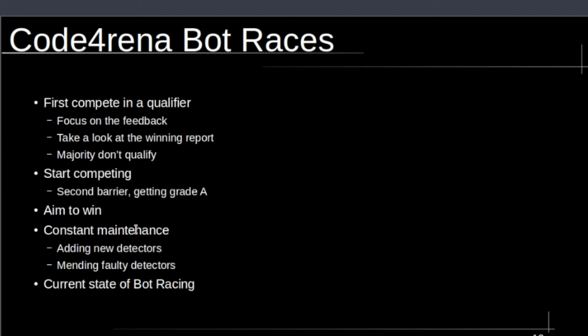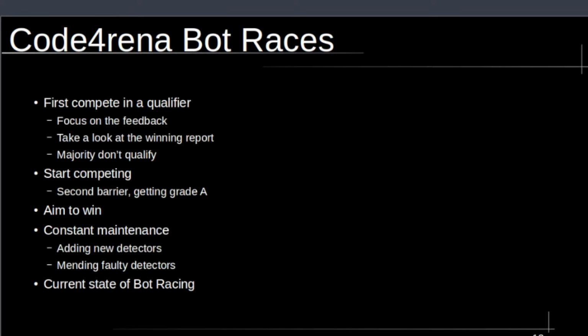If you do that enough times, you will eventually qualify. And once you qualify, you can start competing and actually earning from your work. But there is a second barrier, which is getting essentially your first grade A, because from what I've seen, a lot of bots which qualify don't straight away start getting grade A's. A lot of the times they get grade B's and C's for the first few reports. Then obviously they catch up to the rest of the bots and they start performing pretty well.